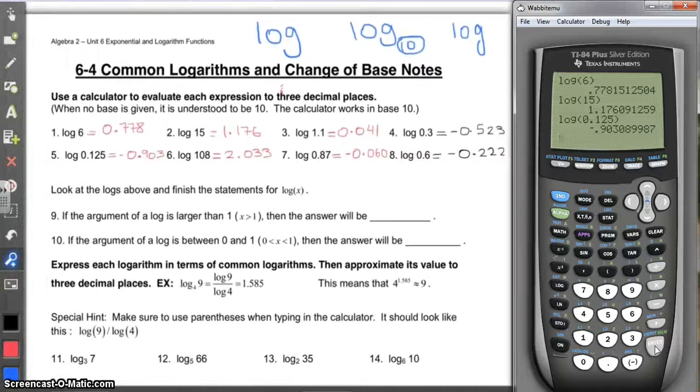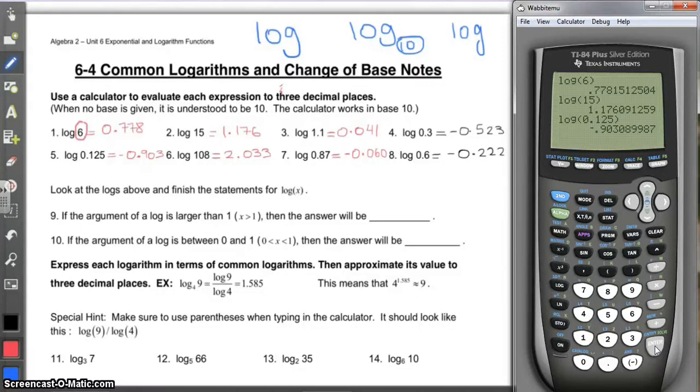Now look at the logs above and finish the statements for log x. So if the argument of a log, and remember, the argument is the number on the inside. For example, the argument in this case would be 6. Here it would be 15. So if the argument of a log is larger than 1, let's see which arguments are larger than 1. So 6 is bigger than 1, 15 is bigger than 1, 1.1 is bigger than 1, 108 is bigger than 1. Basically those are the ones bigger than 1.